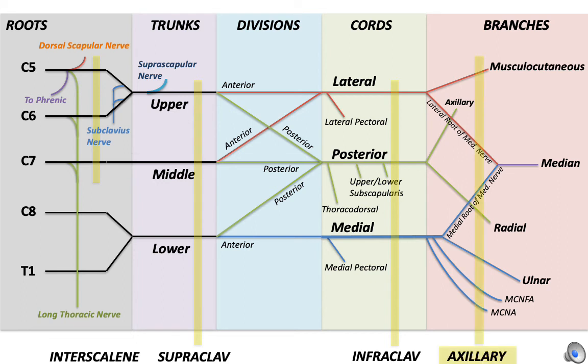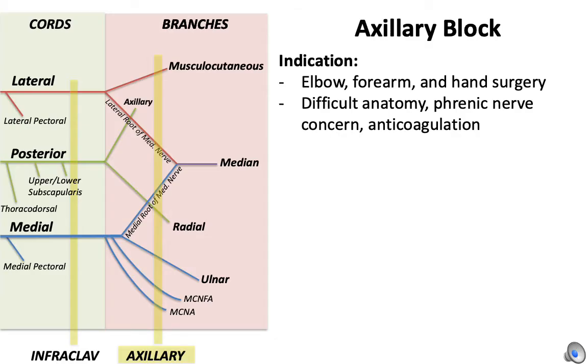The axillary nerve block takes place here at the level of the terminal branches of the brachial plexus. This block is suitable for surgeries of the elbow, forearm, and hand. You might consider this type of block in somebody with difficult anatomy, respiratory comorbidities that would make avoiding the phrenic nerve blockade desirable, and patients on anticoagulation, as this site is easily compressible.